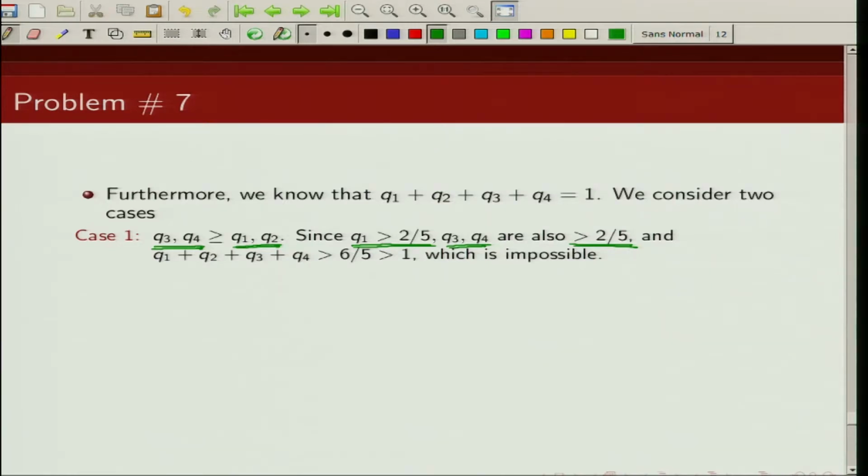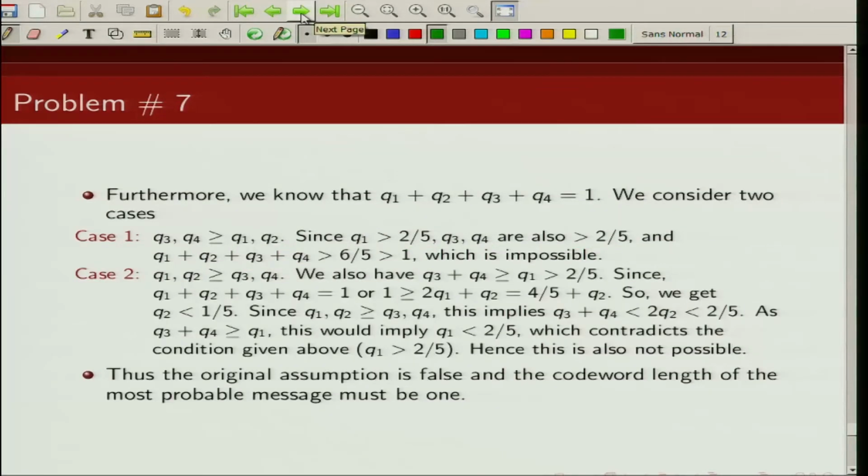Now if we add up Q1 plus Q2 plus Q3 plus Q4, because Q3 and Q4 are 2 by 5 and Q1 is also 2 by 5, so Q1 plus Q3 plus Q4 itself is greater than 6 by 5, which is not possible. So we cannot have this case 1.